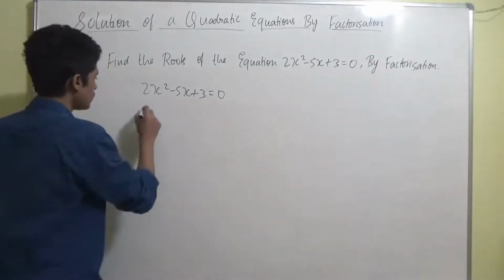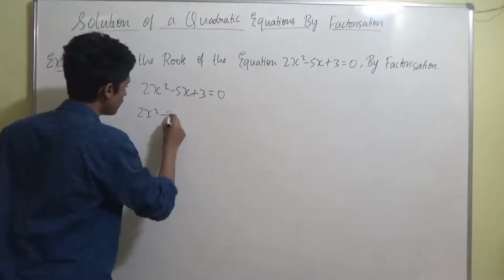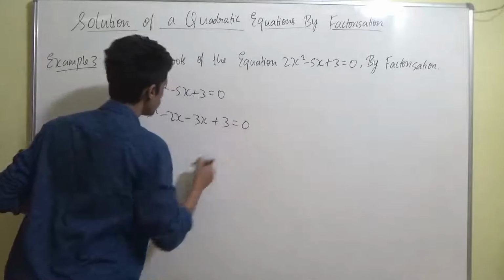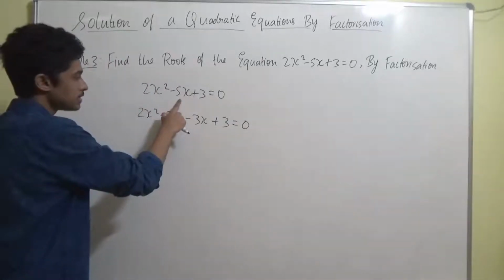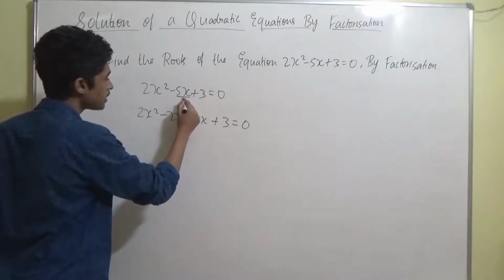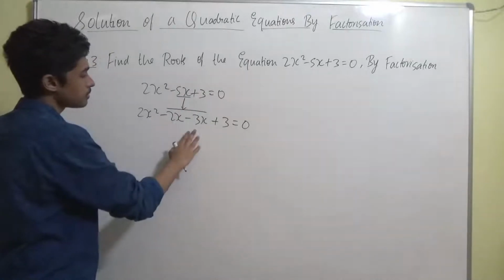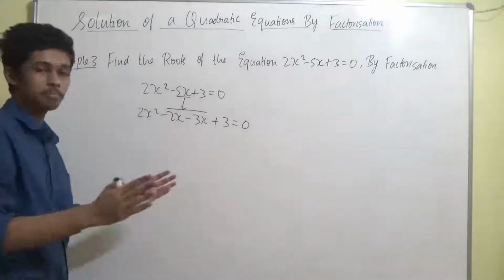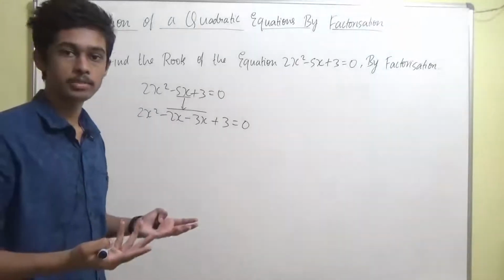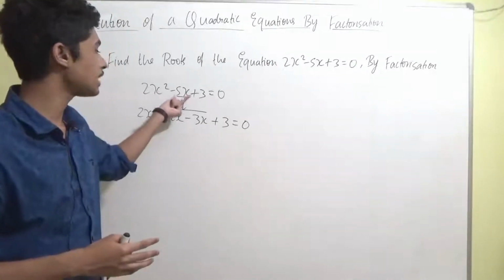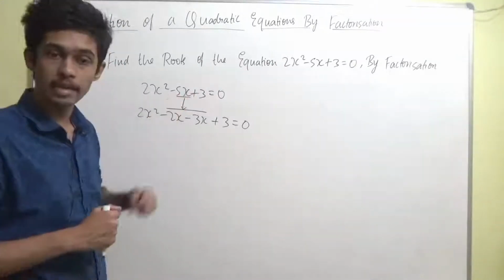Getting it, guys? I'll tell you. 2x square minus 2x minus 3x plus 3 equal to 0. Now if you see, minus 5x is there, right? Now I have split it into these two terms, that is minus 2x minus 3x. If you sum them up, minus 2 minus 3, what is it? Minus 5, and this x, so it is minus 5x. If you sum it up, you get back the middle term of the main equation.